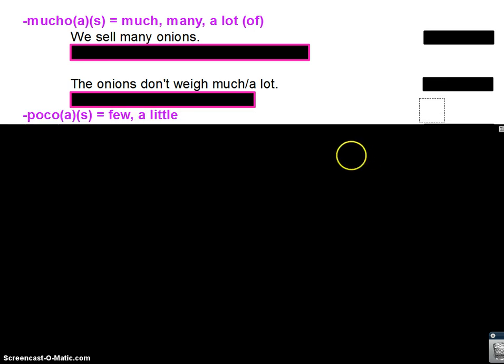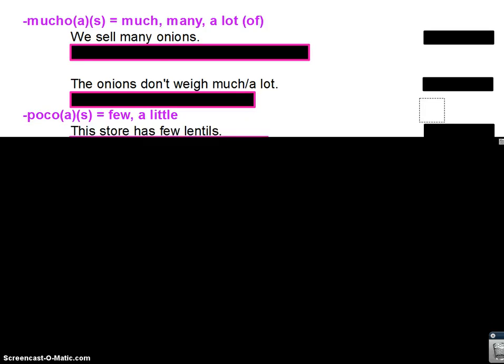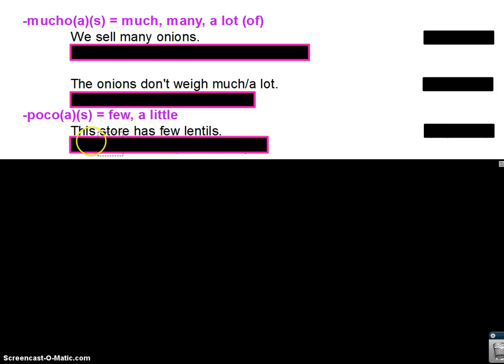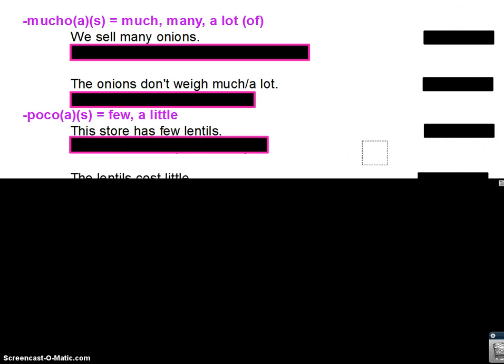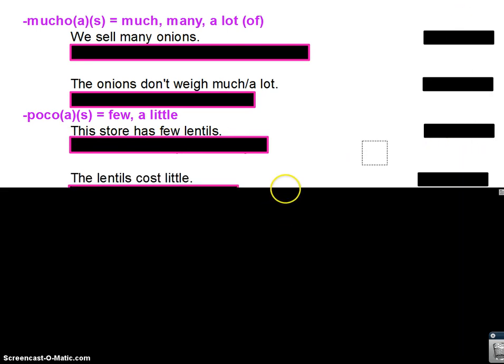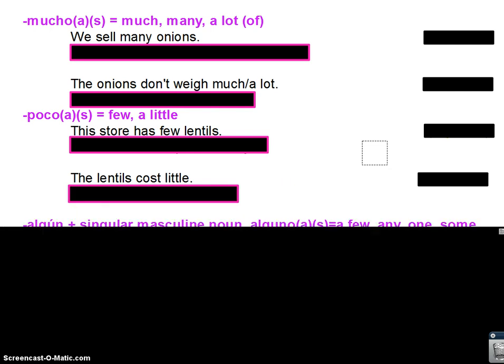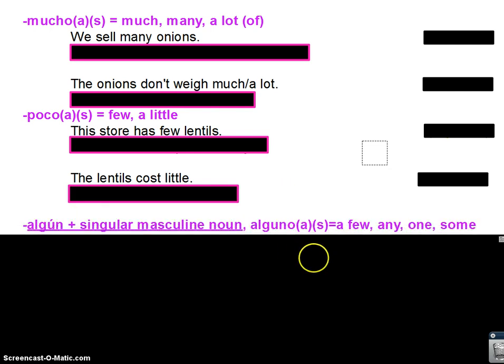Our next indefinite word is poco, or poca, pocos, pocas, which means few or a little. Our example sentence, this store has few lentils. I'm not going to keep repeating myself about what this is for and this is for. Please make sure that you're doing what you're supposed to be doing. The lentils cost little.